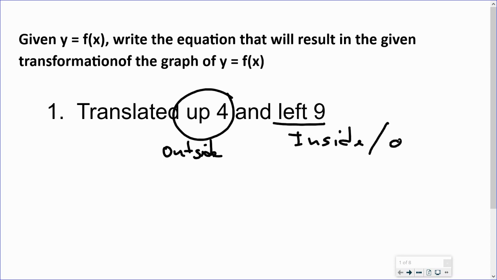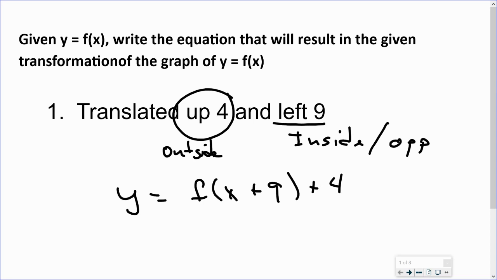Okay, inside and opposite. So this would be y is equal to, I am not reflecting this and I'm not stretching this. So all that I have to do is, in this case, I need to move to the left. I would think to the left would be subtract, but I'm going to move it to the right 9 and up 4. And that's what I'm after right there.